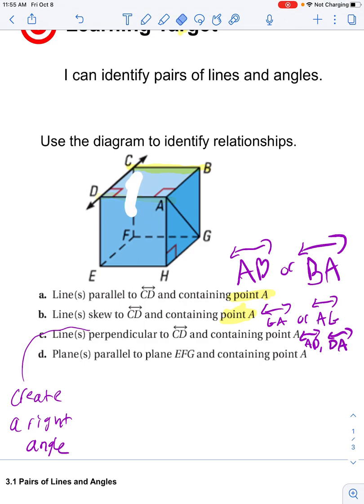And my last example is looking at planes. Planes parallel to plane EFG and containing point A. EFG is my bottom plane down here. In this example, there's only one plane that's parallel to it, and we have to use at least 3 letters. So I'm going to pick letters that use point A, and I'm just going to say plane ABC.